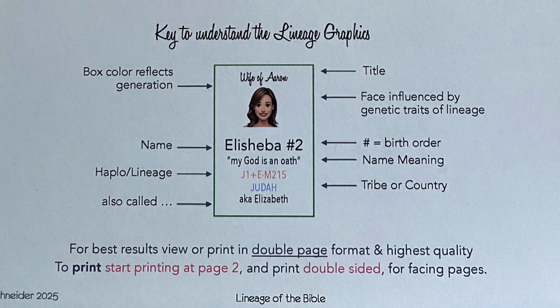I have graphics that represent each person that is mentioned in the Bible. Unless they're a minor player, then they get a line in a box. But all the major players and all the people that are really listed out, they get a box. And in their box is a structured way to understand that information. So at the top here, we have wife of Aaron. That is like their title or how they're related, why they're important to the story.